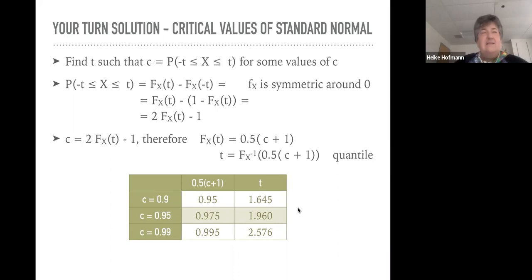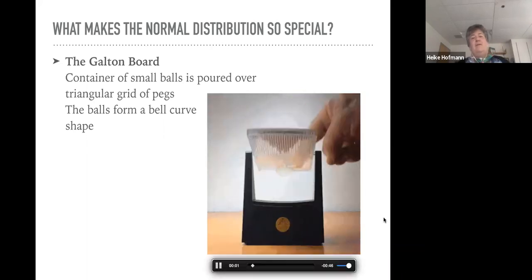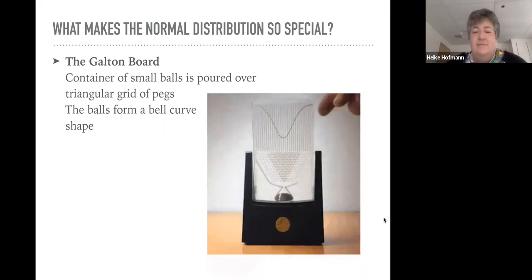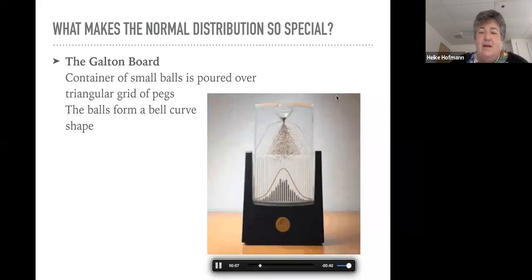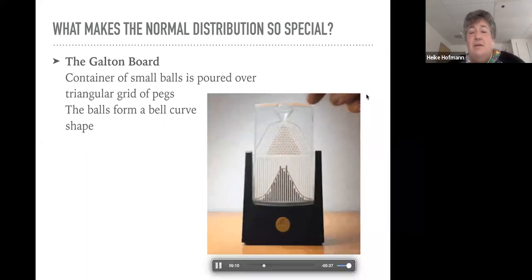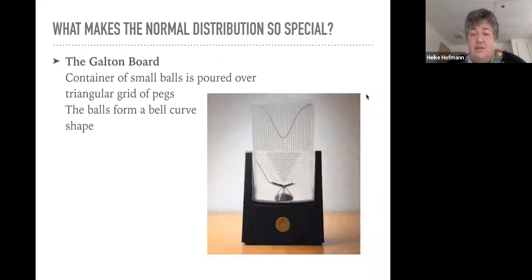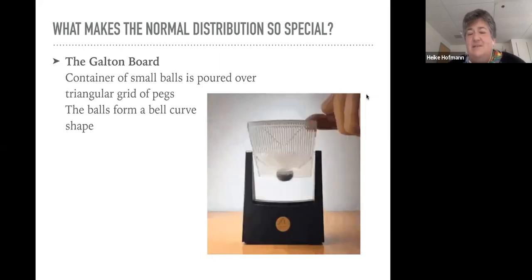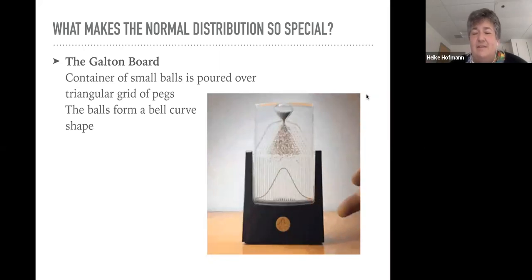So the question is still out, what makes the normal distribution so special? Let's have a look at a physics experiment for that. So you might have seen this Galton board. We've got a little container with balls, and the balls are released and go over a triangular grid of pegs. So at each peg, a ball can go to the left or the right. So it's not deterministic. It's a random experiment that's run with every turn of this Galton board.